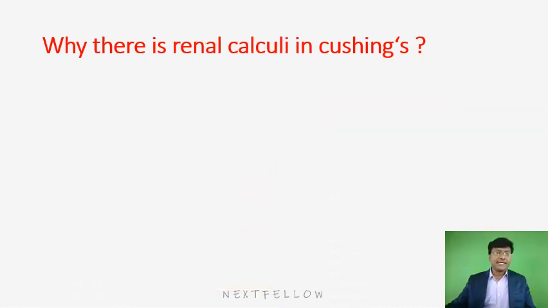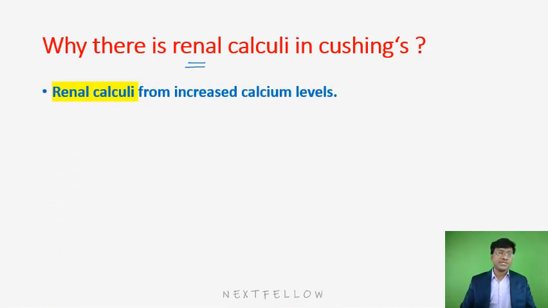Then followed by that, why is there renal calculi in Cushing's? There are renal calculi in Cushing's because there is excessive release of steroids, and these steroids have osteoclastic activity, and once there is osteoclastic activity, that will result in bone resorption. Thereby there will be hypercalcemia. Whenever there is hypercalcemia, that will result in the accumulation of renal calculi. The calcium gets deposited in the form of renal stones. So there will be renal calculi from increased calcium levels.